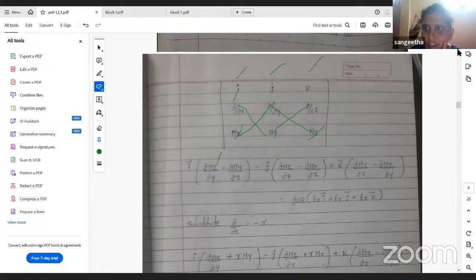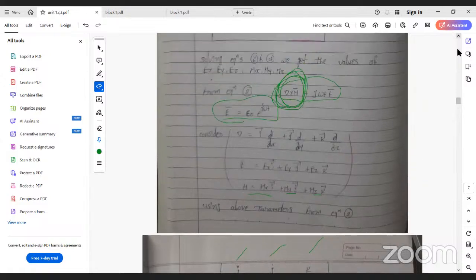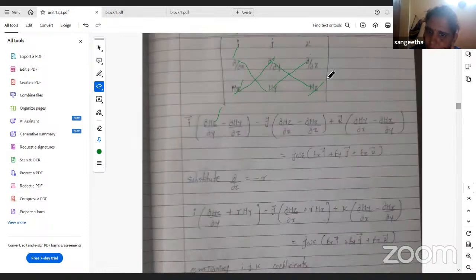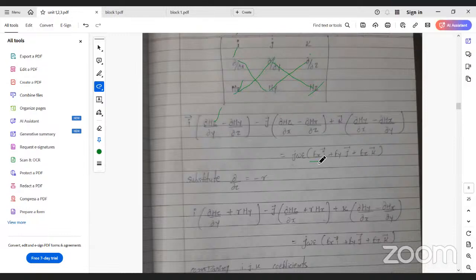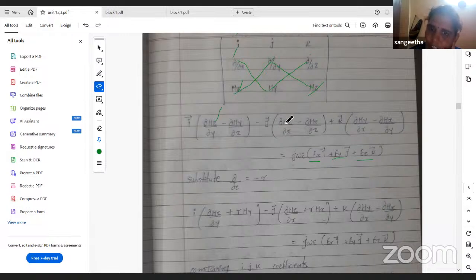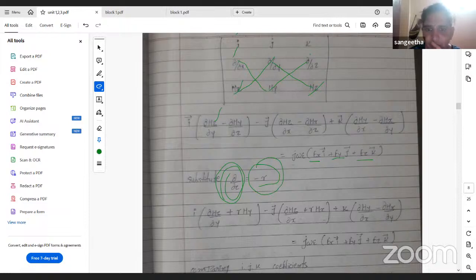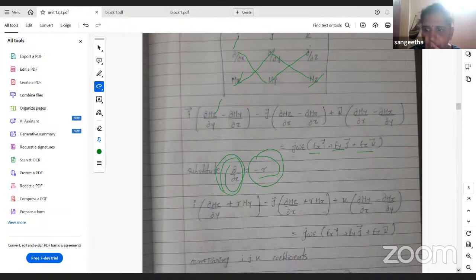And what is the RHS term we have? J omega epsilon E bar. What am I writing for E bar? Ex i, Ey j, Ez k. I substitute the LHS as well as the RHS, and in place of dou by dou z, what do we put? Minus gamma. Now we substitute minus gamma in the above equation and rewrite the equation again.